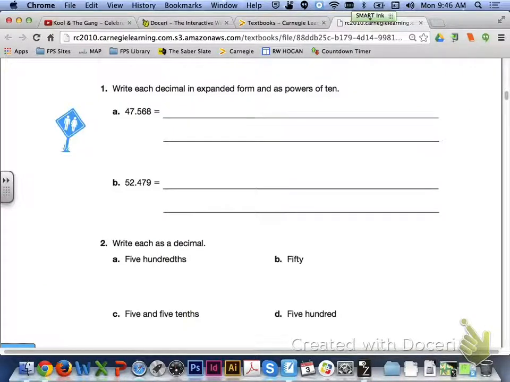So let's go ahead and turn to the top of page 234 and let's practice writing each decimal in expanded form and as a power of 10. Go ahead and do letter A and letter B with your group members.